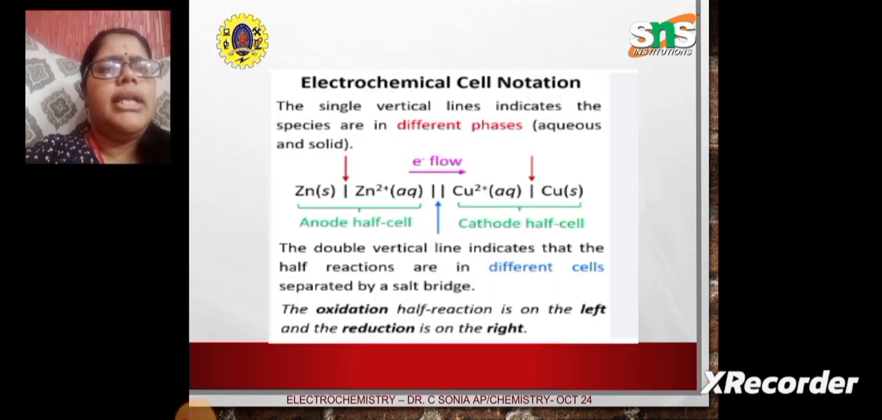So we'll see the electrochemical cell notation, explained over here. The single vertical line indicates the species are in different phases, that is, aqueous and solid. Zinc, the electrode, is a solid of course, and zinc 2+ is in the solution, so it is written as aqueous. Because it's aqueous, it's written within brackets as (aq), and zinc, which is a solid, is written as (s) within brackets. Copper (aq) is also written within brackets, and copper solid, copper (s), is within brackets.